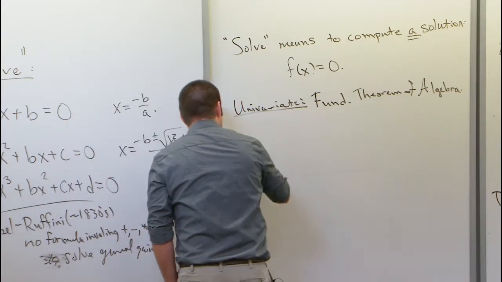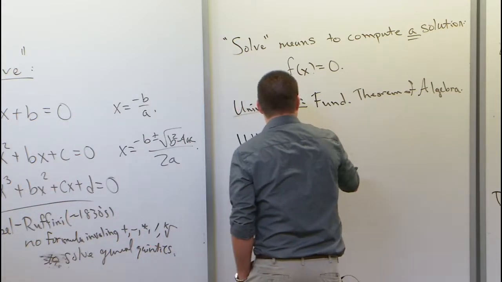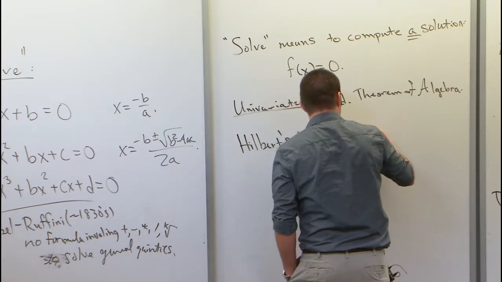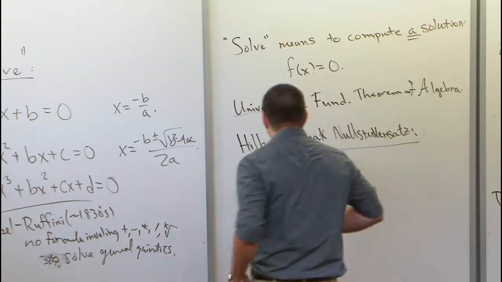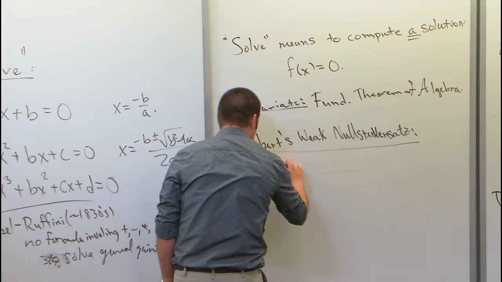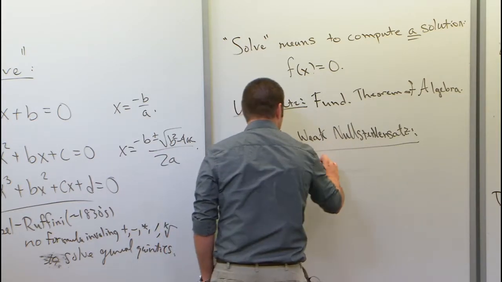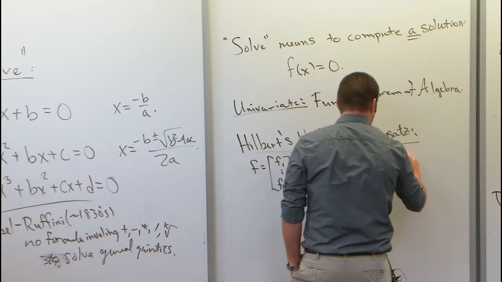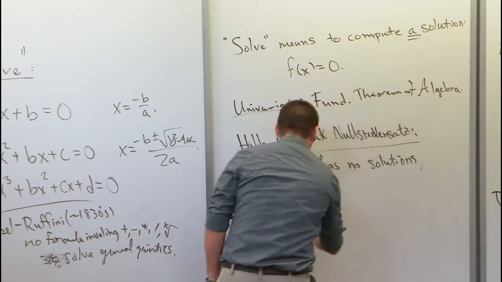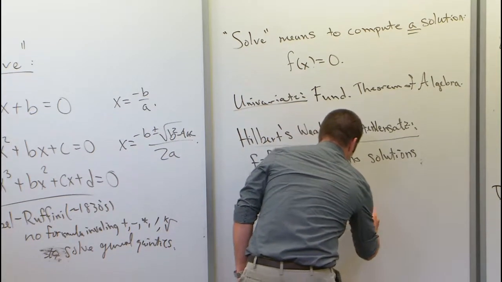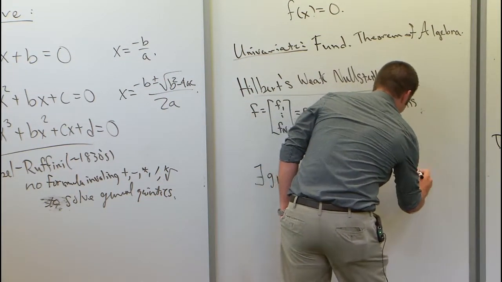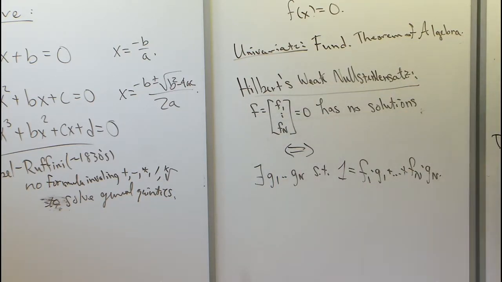What about positive dimensional things? And this is Hilbert's weak Nullstellensatz. It says that f, which is again f1 through fn, equal to 0, has no solutions if and only if there exist g1 through gn such that I can write 1 as f1 times g1 plus ... plus fn times gn. Okay? So how is this useful? In particular, how is this useful to what we're studying this semester?